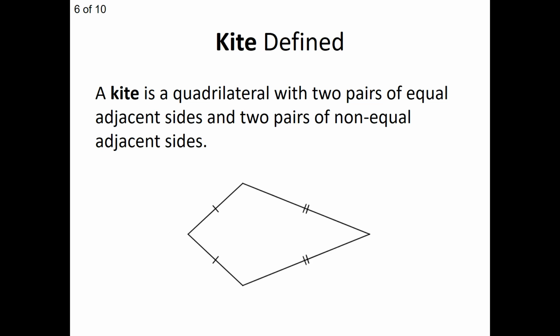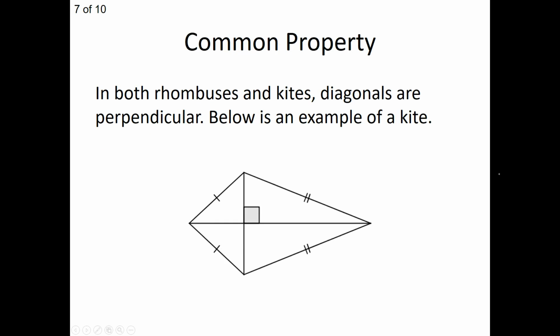But the reason why we're talking about the rhombus and the kite to find their area formula is that the rhombus and the kite actually have an overlapping property. That property is that the diagonals of each are actually perpendicular to each other. So this is the common property we find between both the kite and the rhombus, that the rhombus's diagonals are perpendicular and the kite's diagonals are perpendicular.